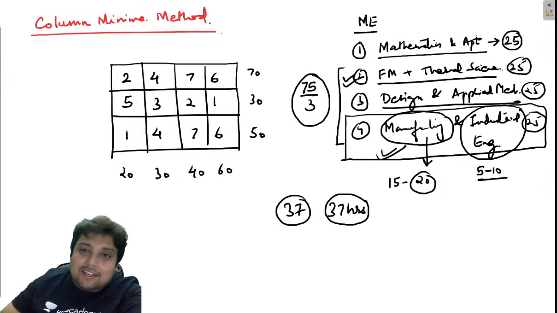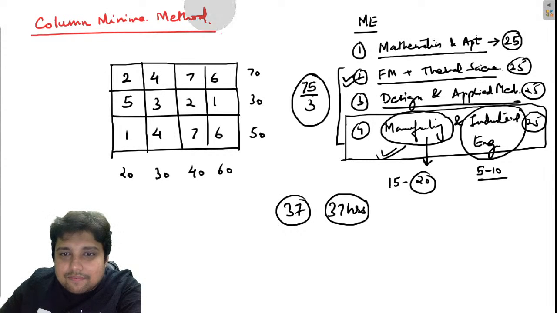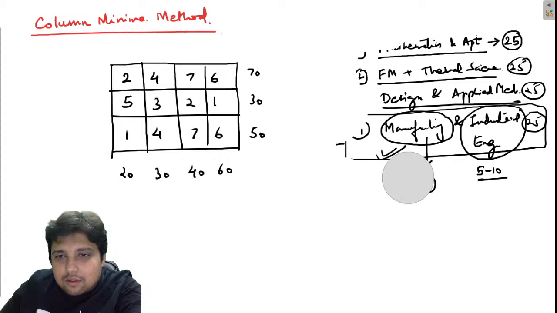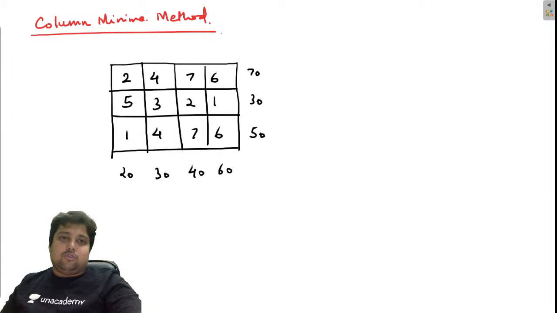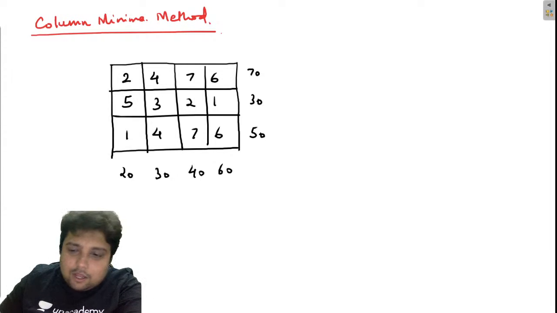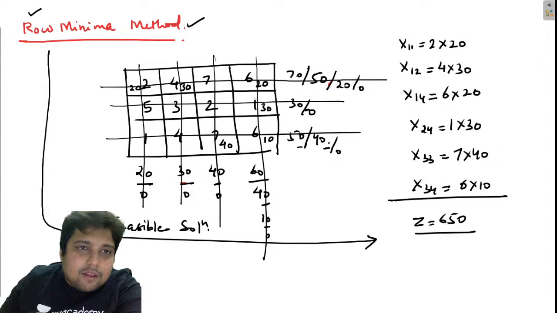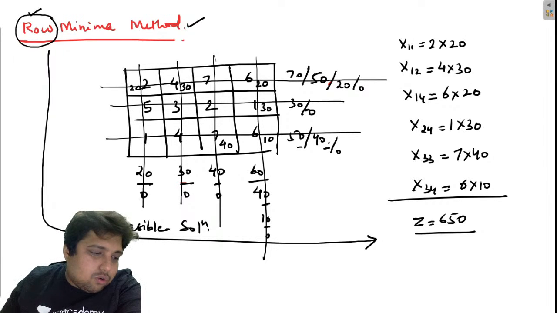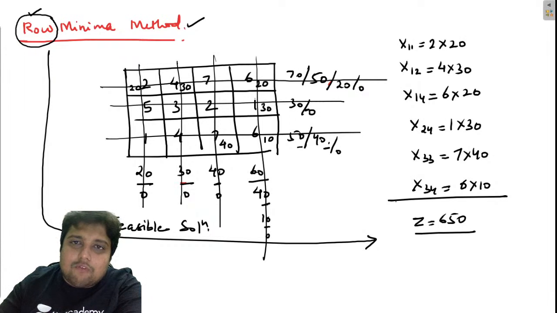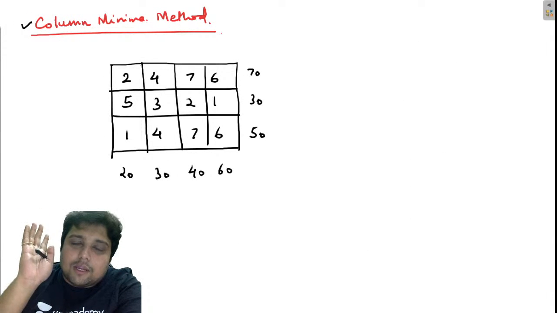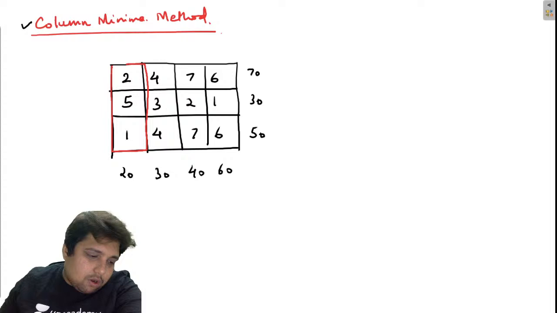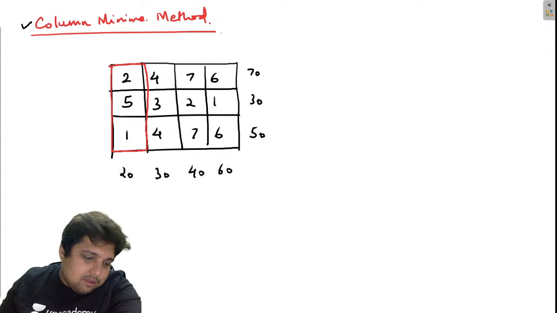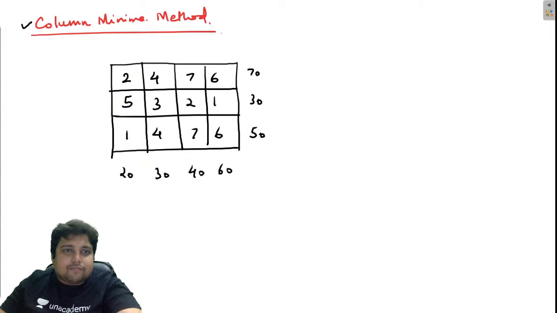Right? Now, let me just erase all this. So column minima method, right? So guys, what we have done with row minima: we selected the first row, and unless and until the first row was completely struck off, we did not move to the next row. Same thing with column here. But here, remember, we will consider the first column. In the first column, my friends, we will be targeting.